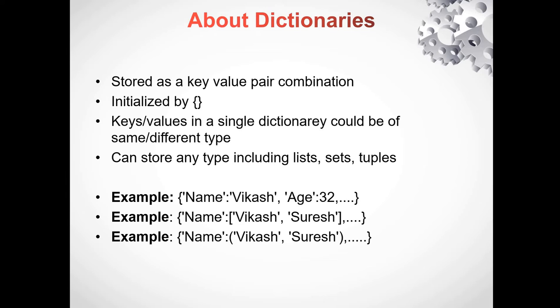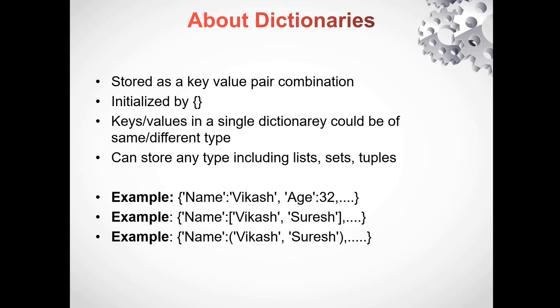But in the second example, you can see that there is a key whose name is name, and the value stored against it is a list of values, right? So the name contains two values, Vikas and Suresh, and that's again a list. So you can add a list as a value against a key in the dictionary, and the same is true for tuples and for sets, right?